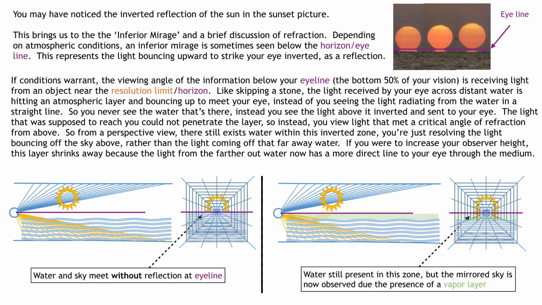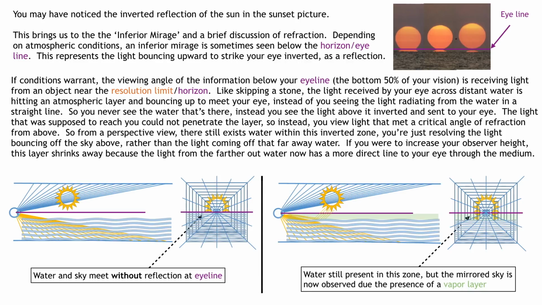So from a perspective view, there still exists water within this inverted zone. You're just resolving the light bouncing off the sky above instead, rather than the light coming off that faraway water at a shallow angle. So if you were to increase your observer height, this layer shrinks away to reveal the water underneath, because the light from the further out water now has a more direct line to your eye through the medium.